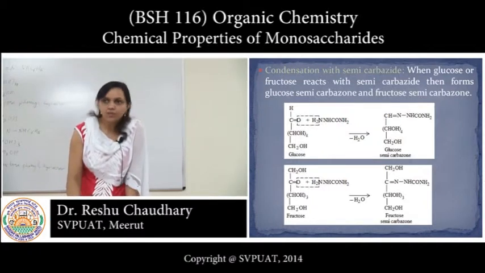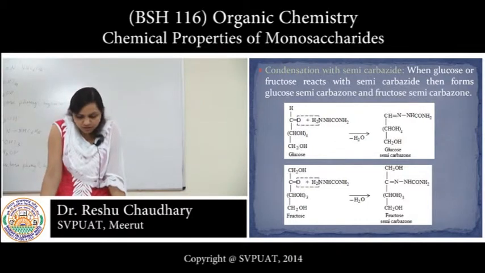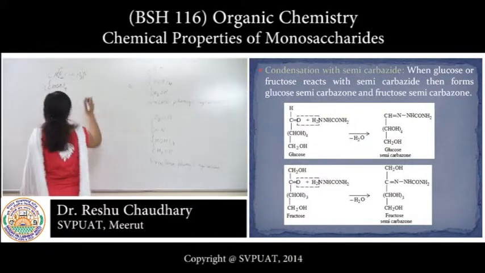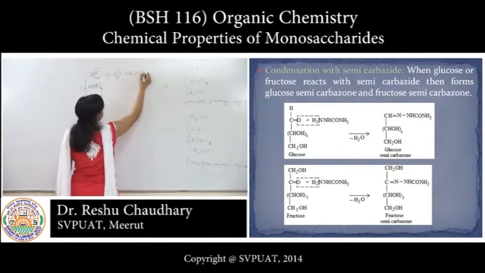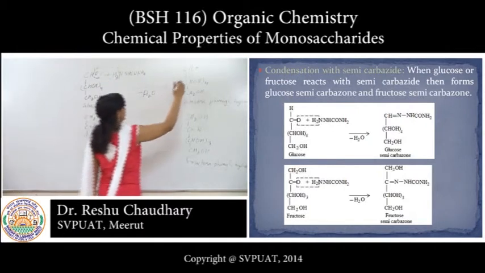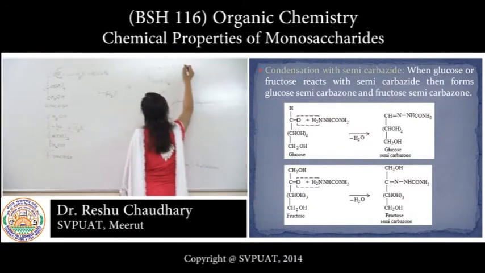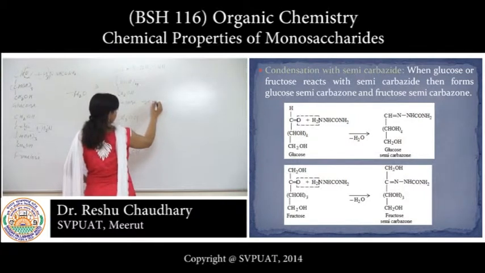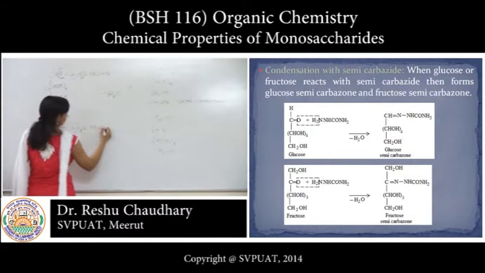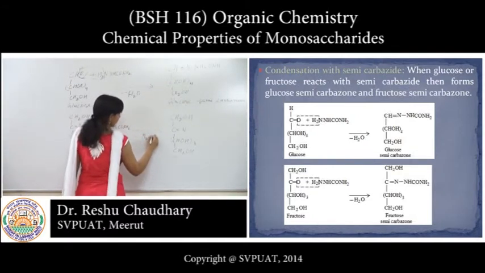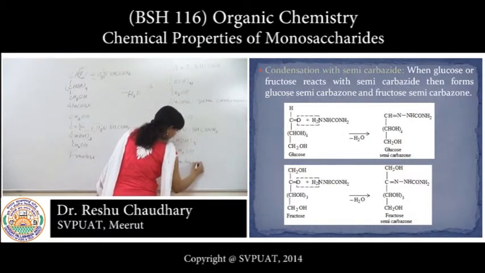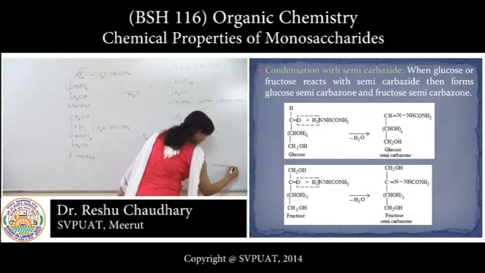Now condensation with semicarbazide. Glucose forms glucose semicarbazone and fructose forms fructose semicarbazone, and the reaction will be: this is the formula of semicarbazide, and when it reacts with glucose, one water molecule will also come out and forms glucose semicarbazone. And when it reacts with fructose, again one water molecule will come out and then forms fructose semicarbazone.